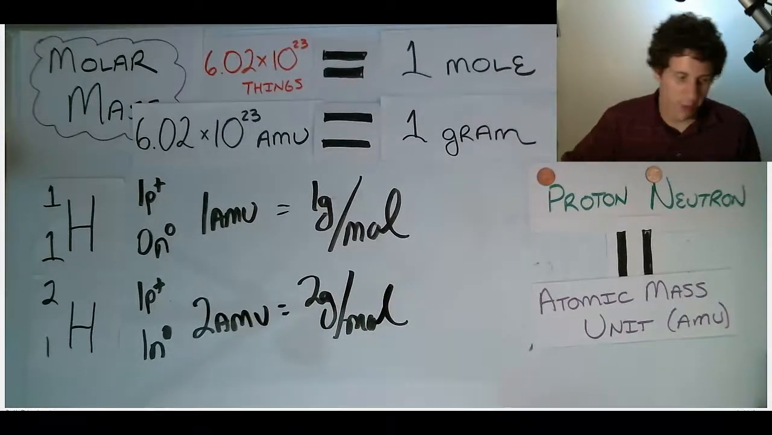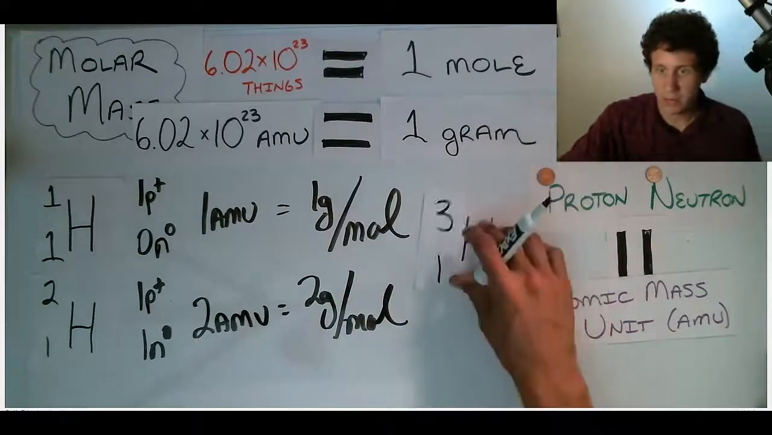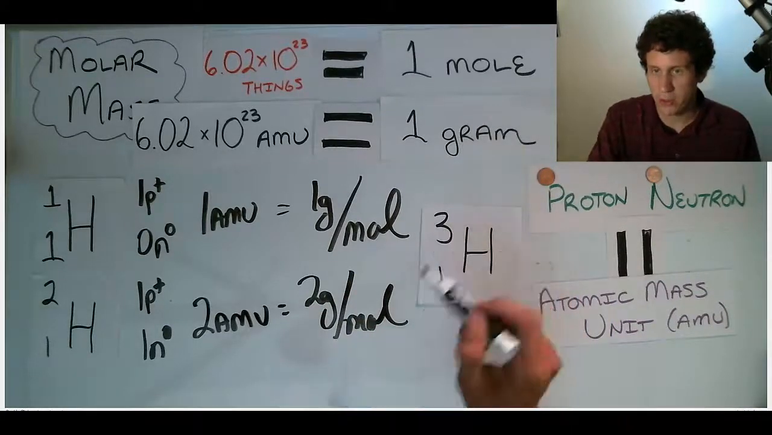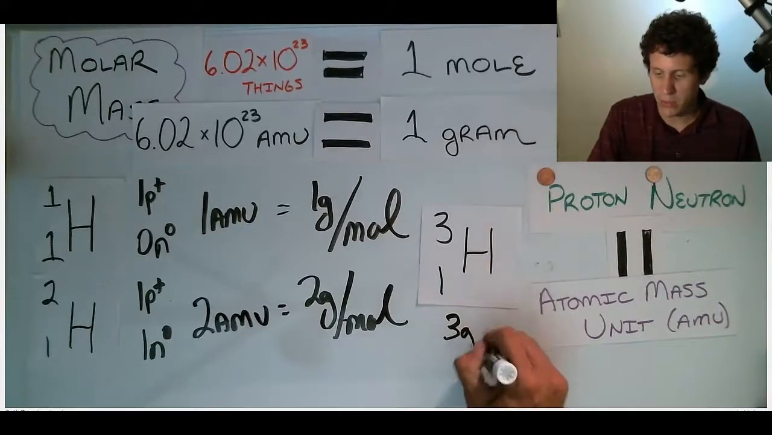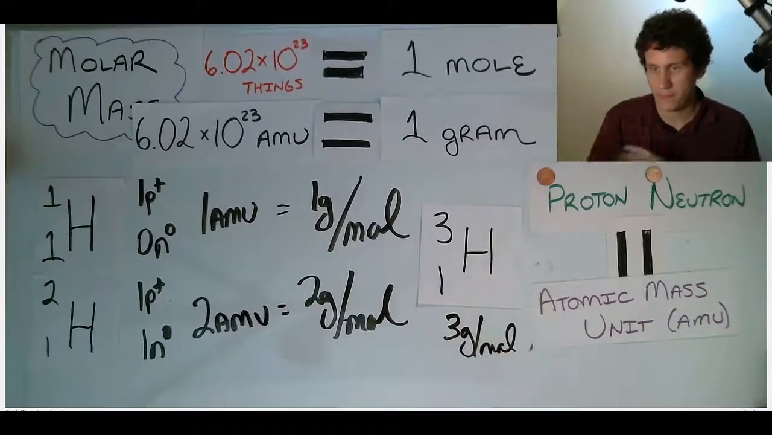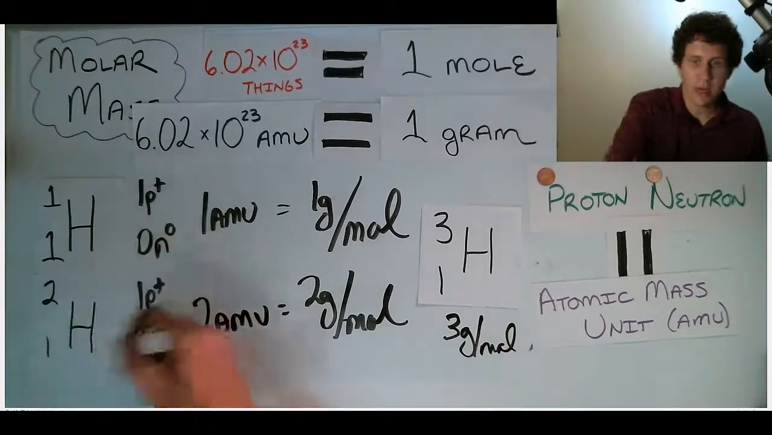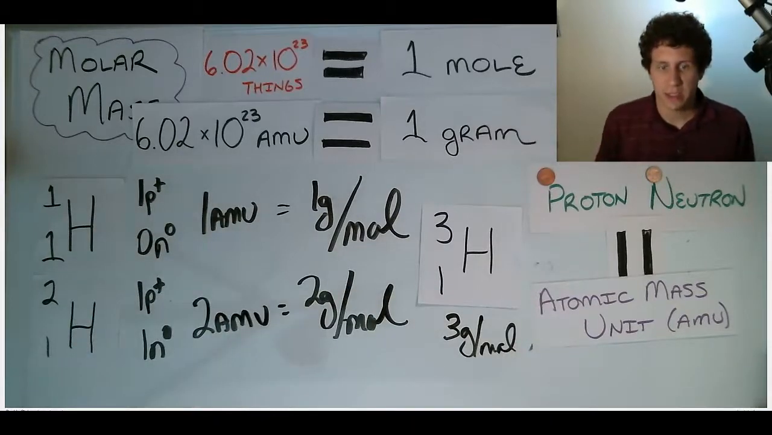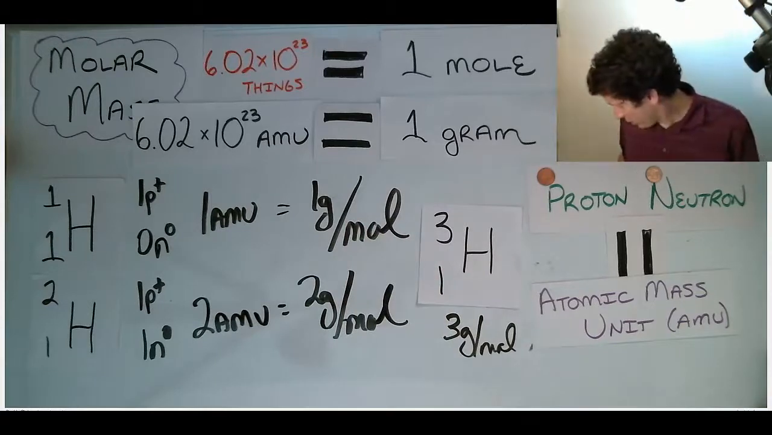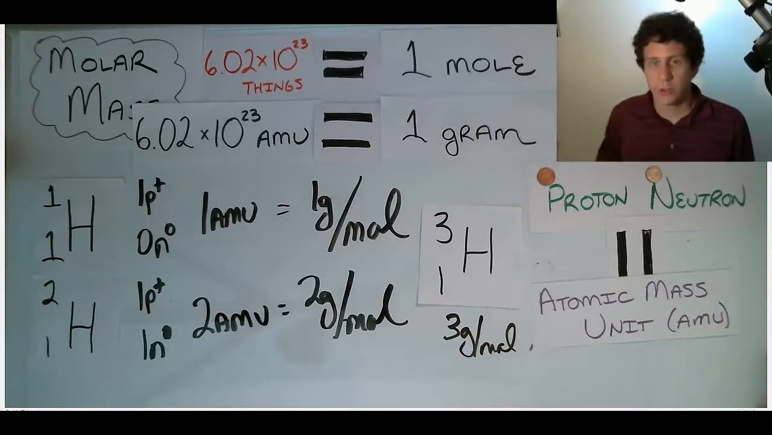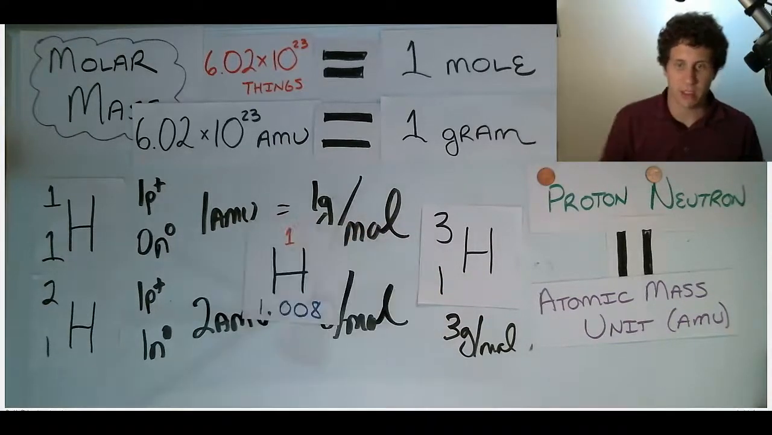I could play this game one more time for tritium. Tritium has 3 protons and neutrons, so it's going to have 3 AMUs, so this one is going to weigh 3 grams per mole. Now these are the 3 naturally occurring isotopes for hydrogen. They all have a different mass. So why is it, when I go to a periodic table, this is what I see?